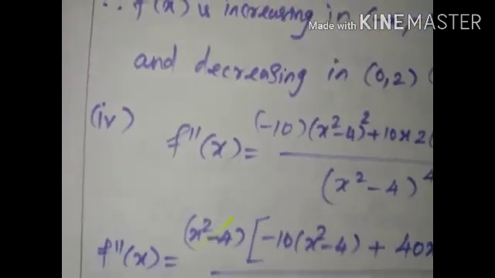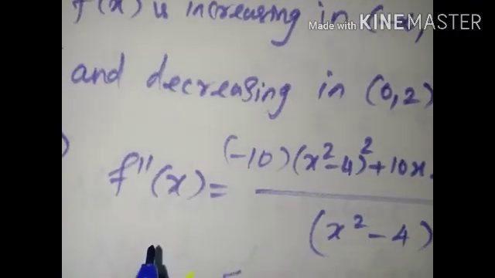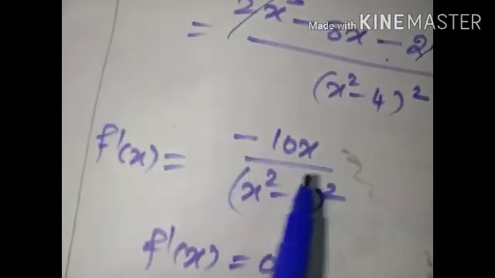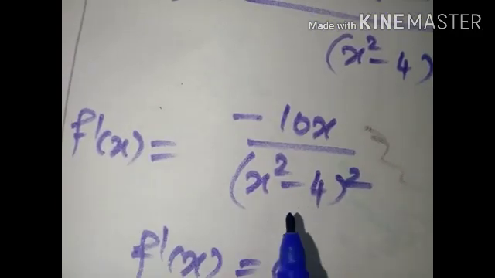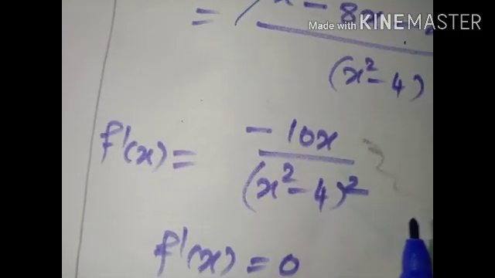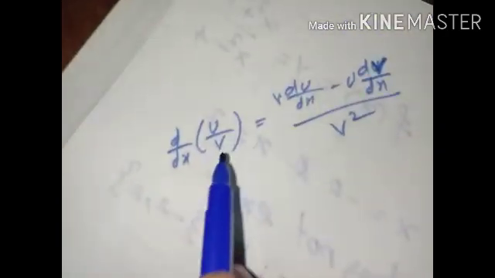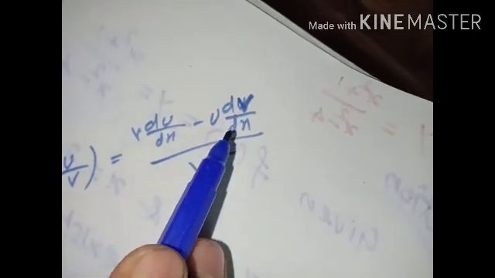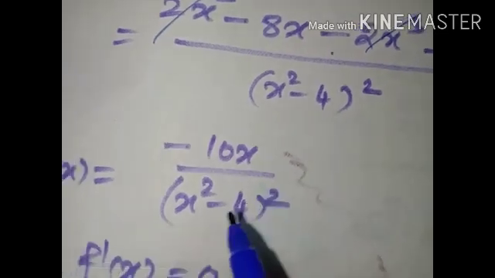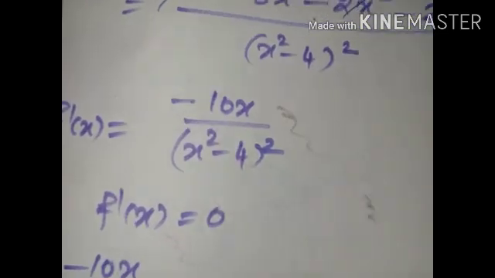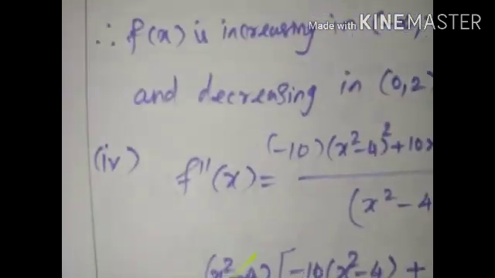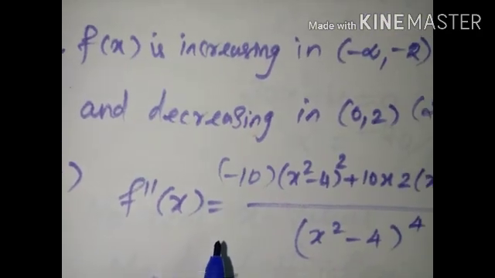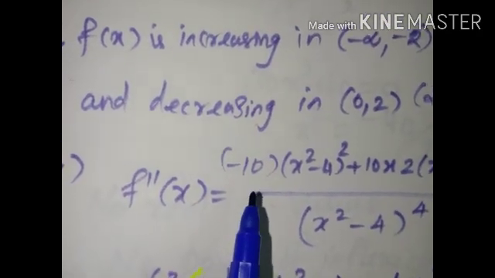Then the fourth condition is for f double dash of x. F dash of x is minus 10x divided by x square minus 4 whole square. We use the u by v method: v into du by dx minus u into dv by dx, divided by v square. So u is equal to minus 10x and v is equal to x square minus 4 whole square.